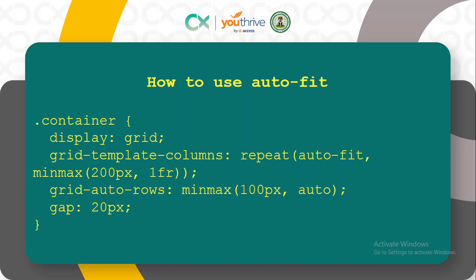So you can use the grid auto fit to make the grid container put as many boxes or as many items in line until there's no more space, then it can go to the next row. So this is one of the behaviors of the auto fit. So let's see how this works.